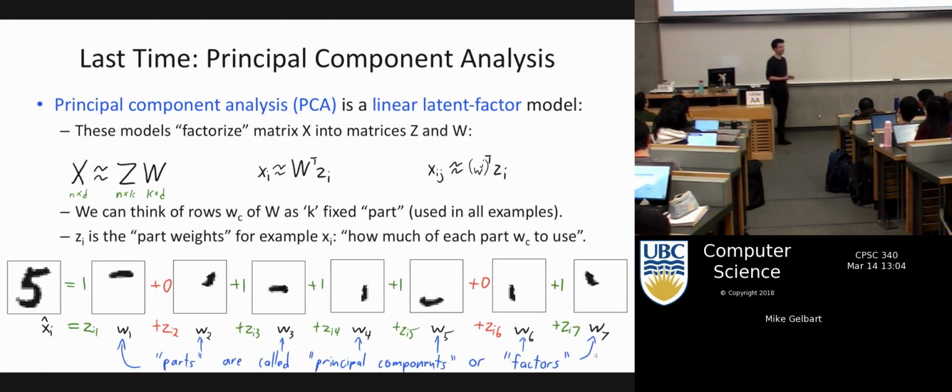So we have a whole bunch of language that comes along with PCA. The W vectors, you could call them the basis vectors, the factors, the principal components, the parts. So there's unfortunately a bunch of words, and I may use a range of them without really thinking about it. So it's good to be able to use all those different words.